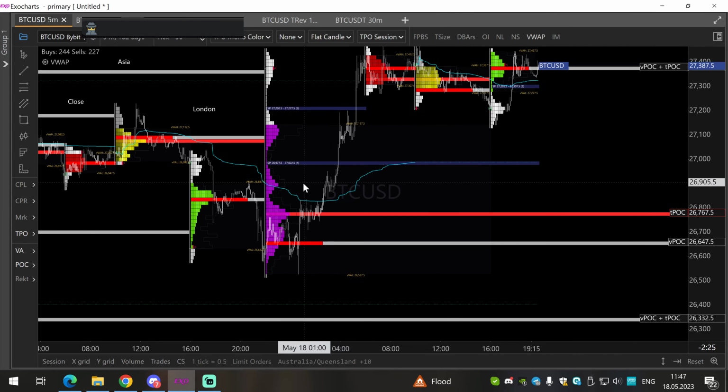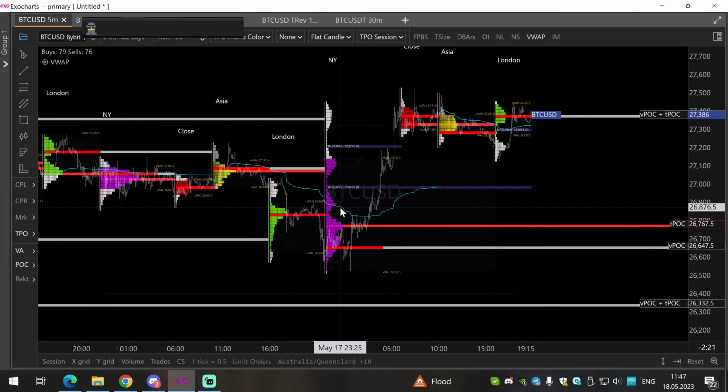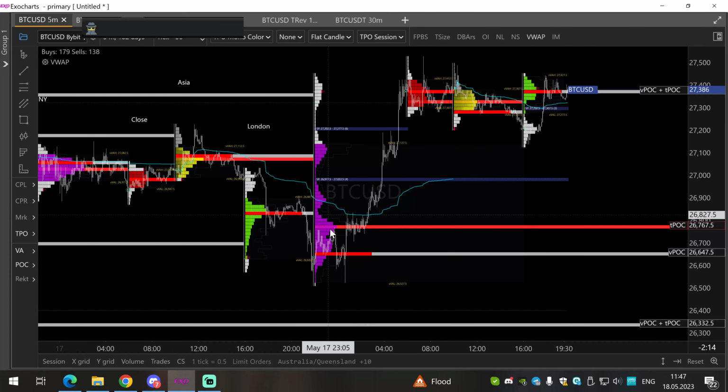Yes, New York session is the most powerful session because we have the most volume in the New York session. Even if you are a busy trader and you don't have time for trading, focus on the New York session. That's what I'm doing at the moment, because the biggest results and largest volatility are here.